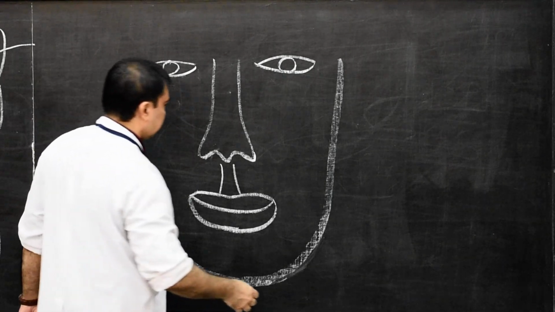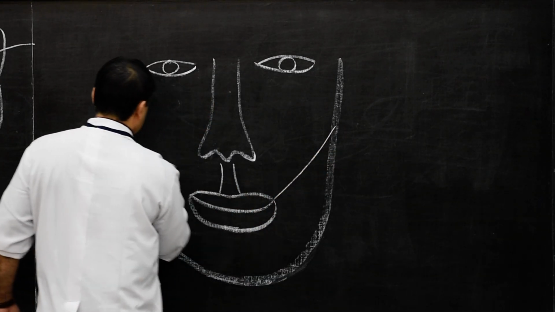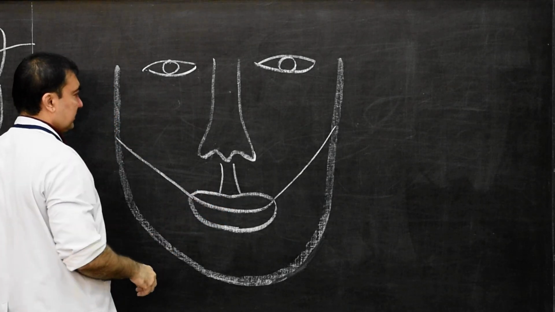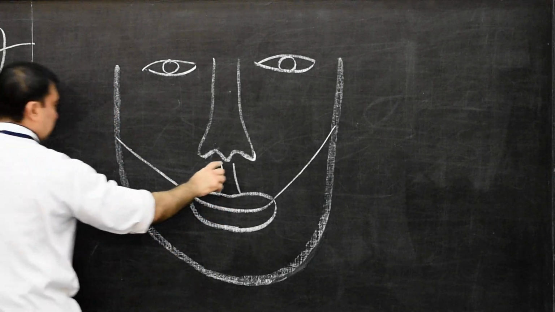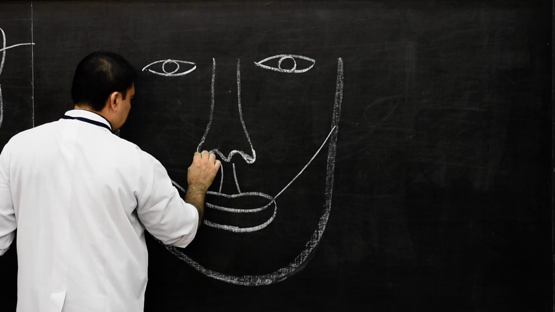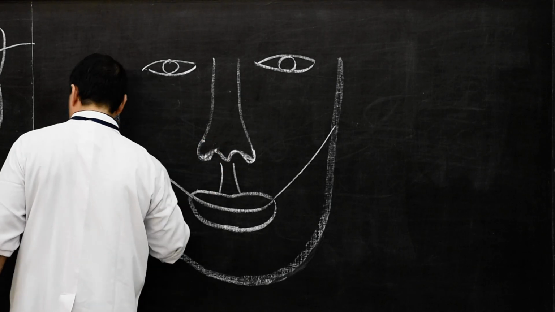This is just a rough representation, and we divide at this level, we put a line. Why we put a line? So it will be easier now for us. Therefore, now these two are ala. These are the ala and the nostrils, as we can easily demarcate.